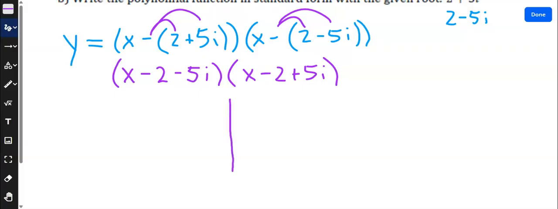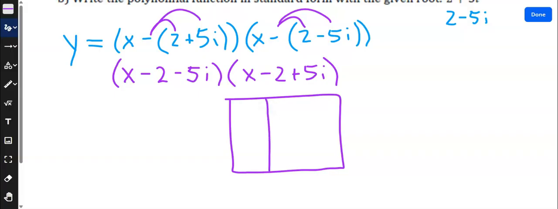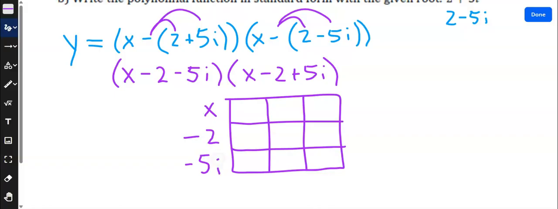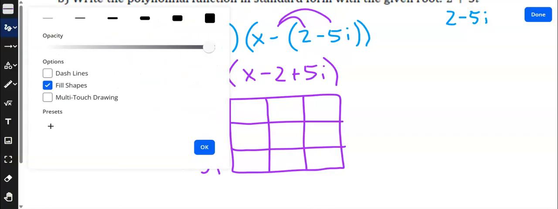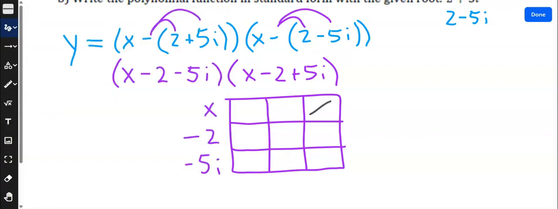And now I'm going to do my bigger box, right? My 3 by 3 box. Now, if you remember what happened the last time I did this with the irrationals, then you're going to remember this box and this box will cancel. This box and this box will cancel. There's literally only 5 boxes to worry about.